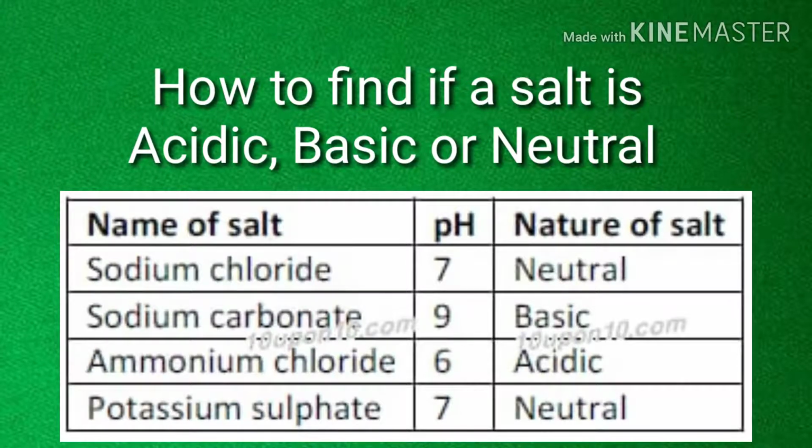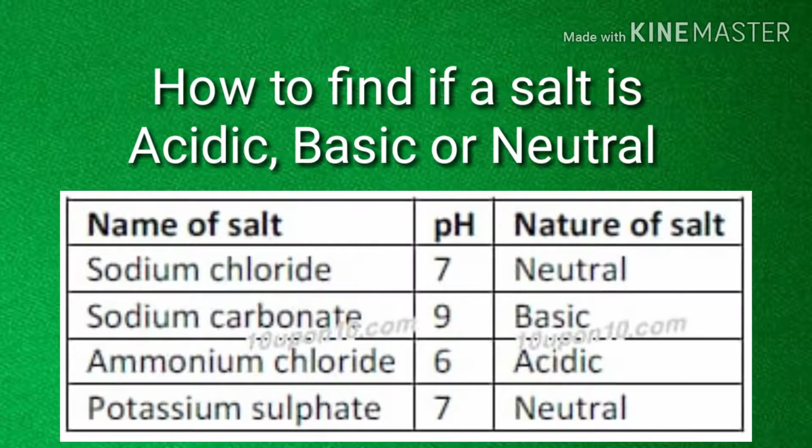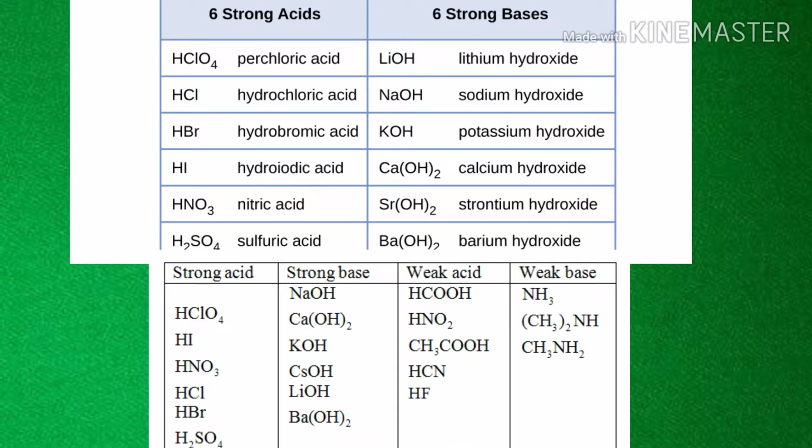Hi students, this is how to find if a salt is acidic, basic or neutral. In the question paper you can expect at least one question from this, and you can see a question here. You have a few salts such as sodium carbonate, sodium chloride, ammonium chloride and sodium ethanoate. Which of these will give you an acidic solution, a neutral solution or a basic solution?